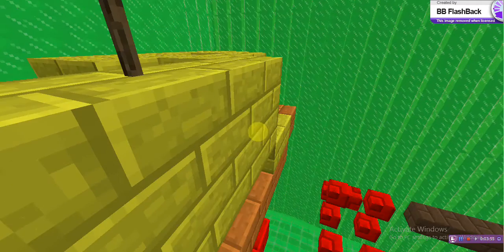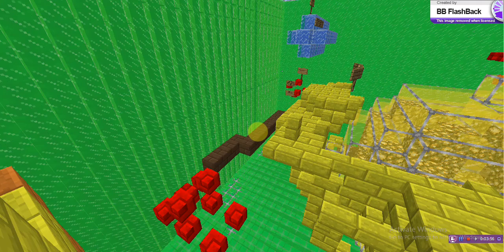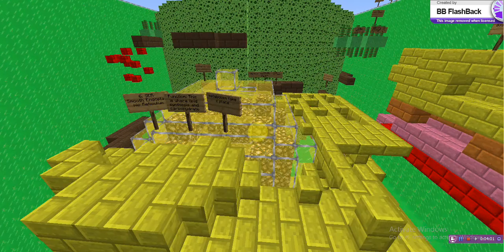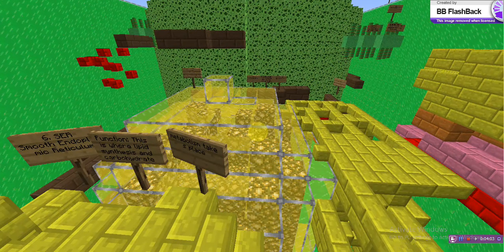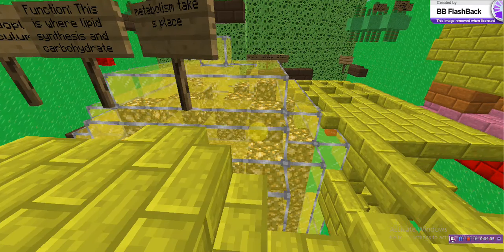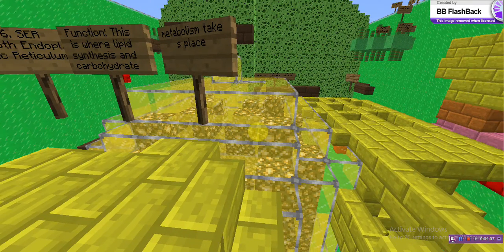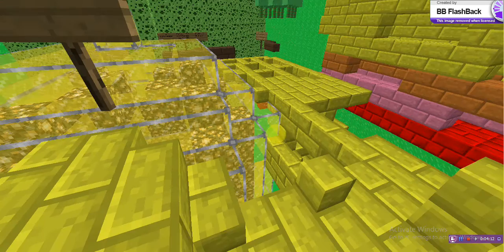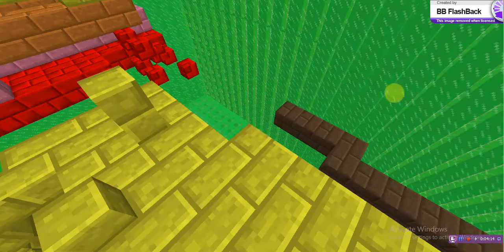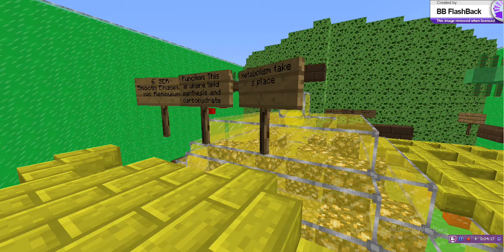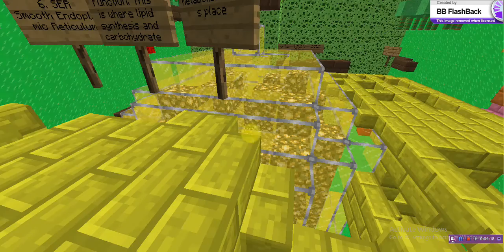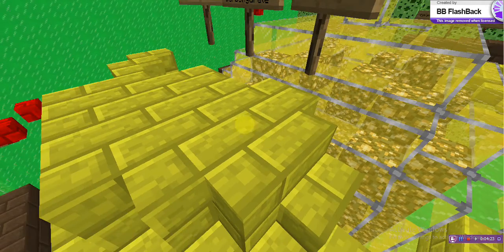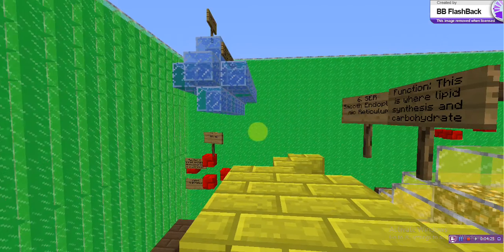And then the next part is the smooth ER, of course. The SER, smooth endoplasmic reticulum. Function: this is where lipid synthesis and carbohydrate metabolism takes place. This is basically where all of your energy is going to go into the cell. This is one of the main areas where your energy is being used when it's being created by the mitochondria. This is where most of it's going.